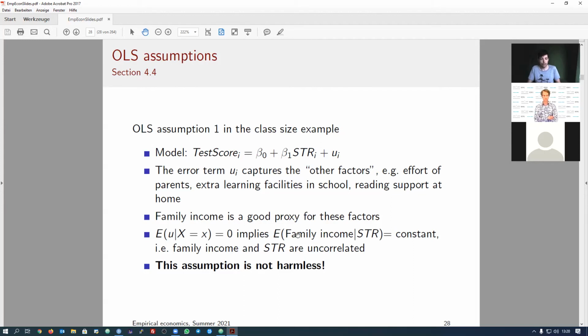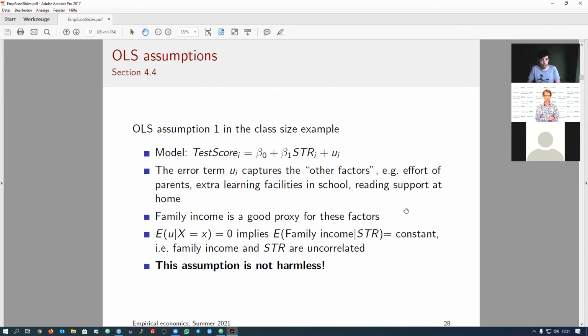These unobserved factors up here might in fact be correlated with the regressor, which is a problem. But the assumption states, and the assumption implies, that the expectation of u conditional on our regressor is 0, which implies that family income, given any of the class size values, is constant, meaning family income and class size are uncorrelated, which is, at least from my point of view, a very hard assumption here.